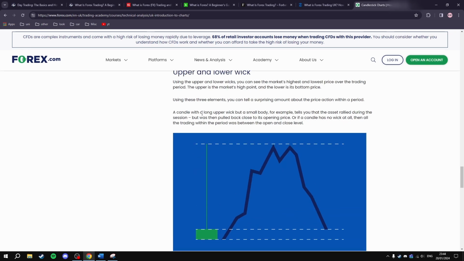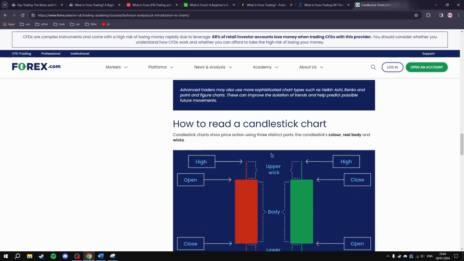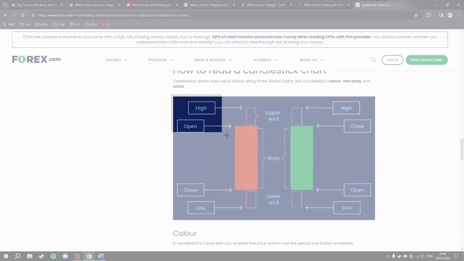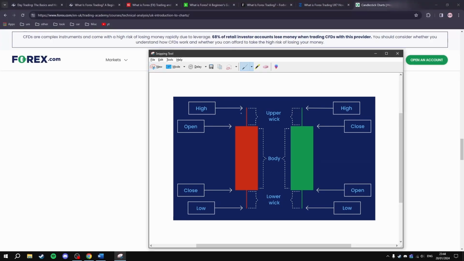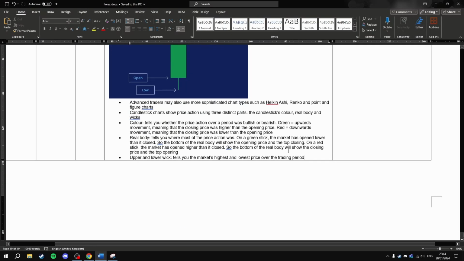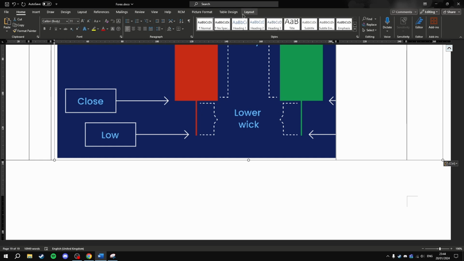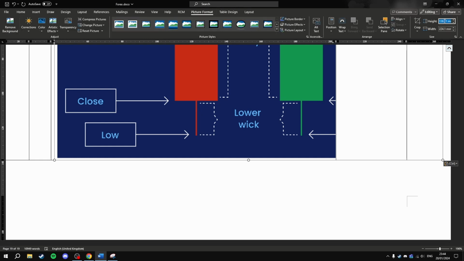Well, let me just read that again. A candle with a long upper wick, so a long, let me just grab this, copy this, put that in the picture format, 49.